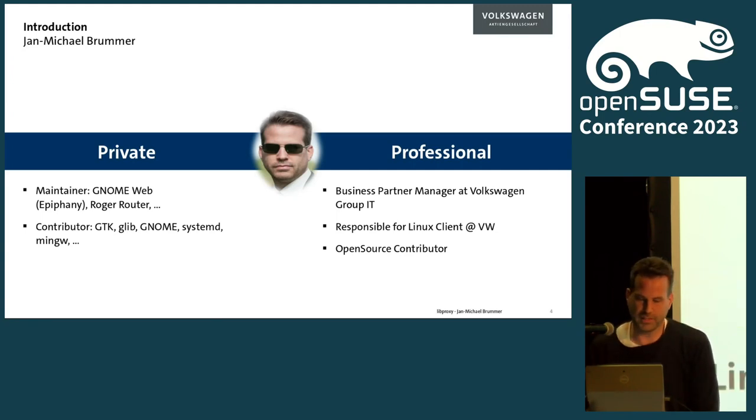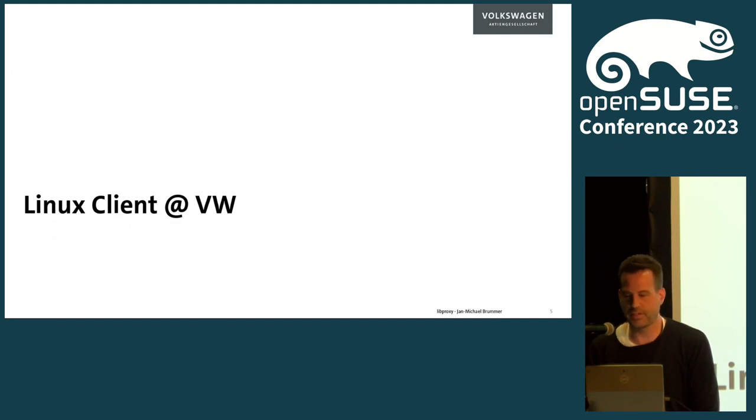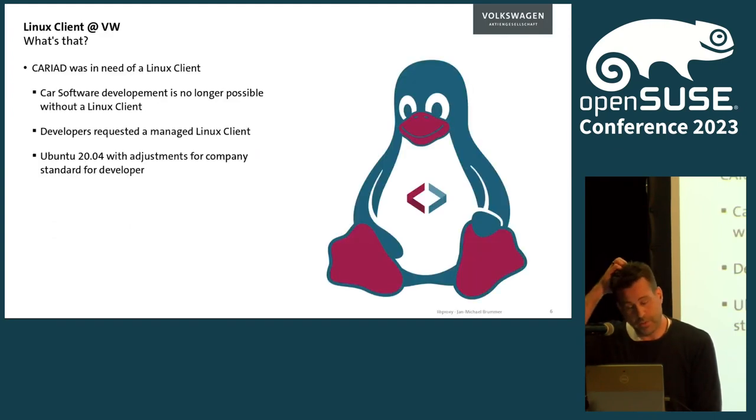So let's start with our journey. That's the Linux client at VW. Maybe you're wondering why we are using Linux at all at VW, because it's most likely a Windows world. No, it's not. We do have our software guys sitting at the carrier, and they were in need of a Linux client because car software development is no longer possible without a Linux system, because there are some third-party vendors like NVIDIA who are saying you will only get support when you're using a Linux distribution in a specific version, otherwise you're doomed.